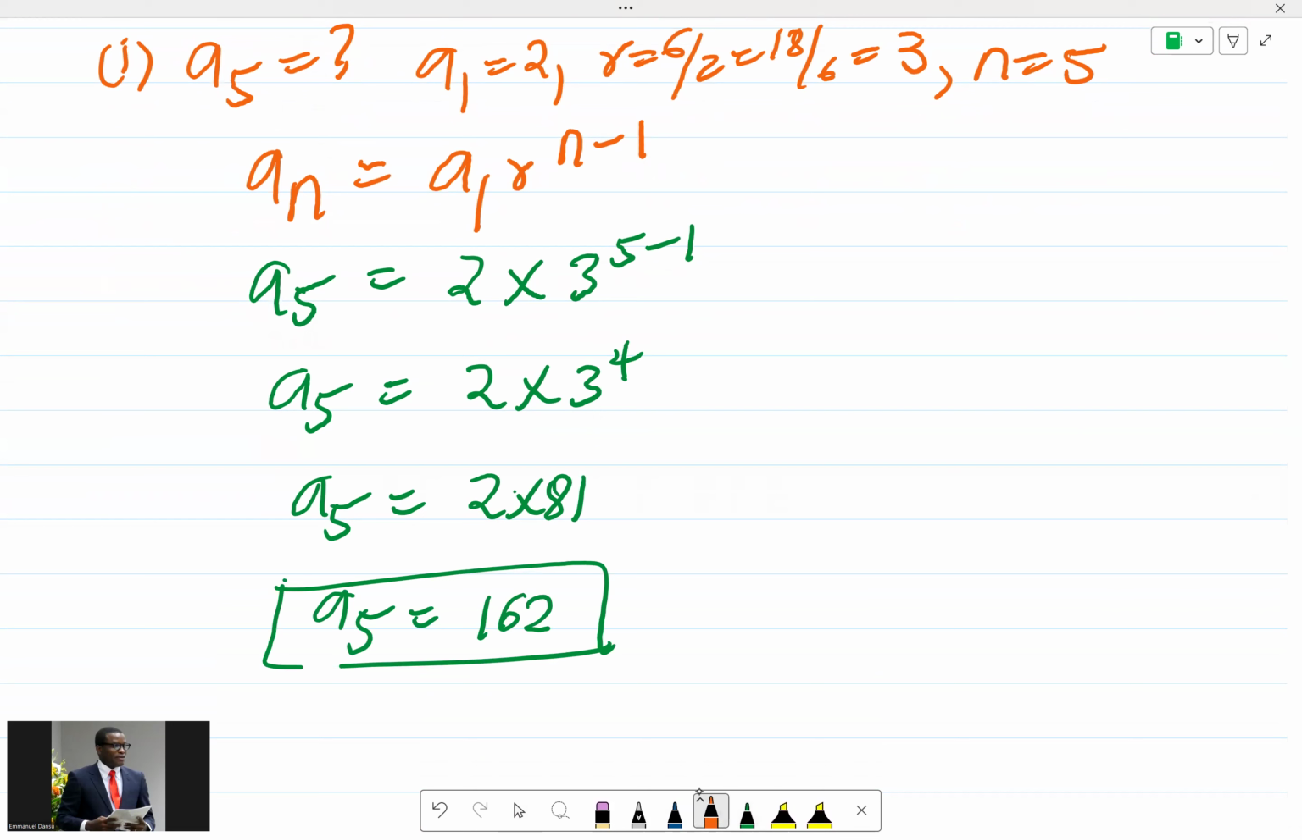And of course, we can easily check that out. We know that 2 times 3 is 6, 6 times 3 is 18, 18 times 3 is 54, and 54 times 3 is 162. So this is 1, 2, 3, 4, 5. So this is actually A5. We can check that.